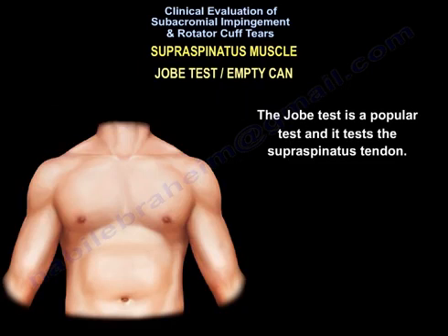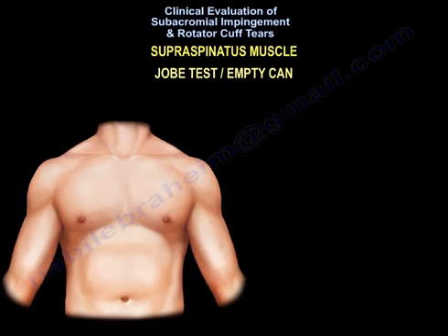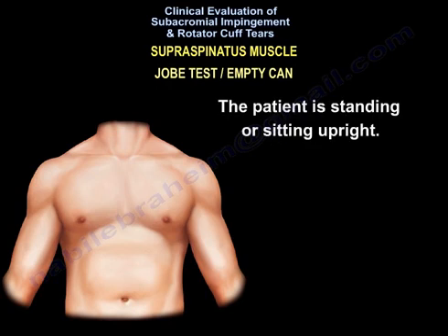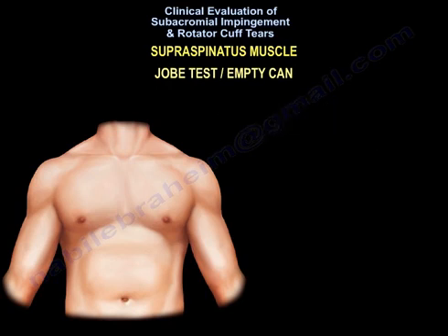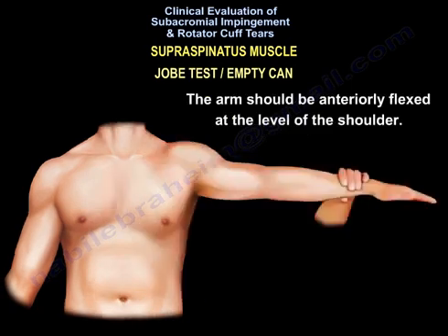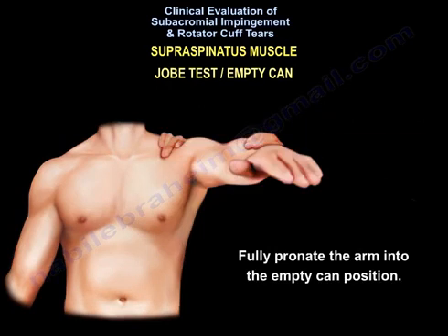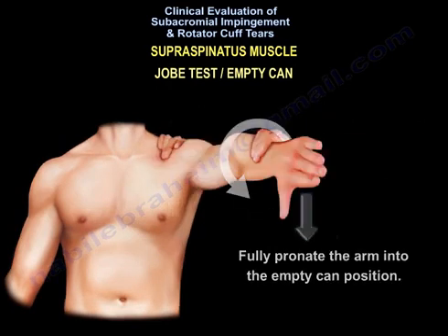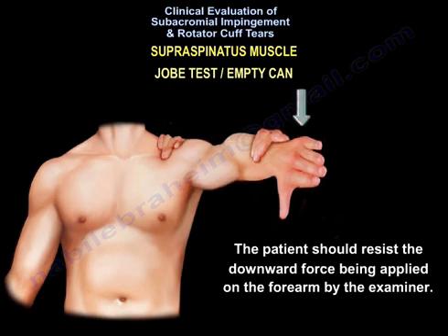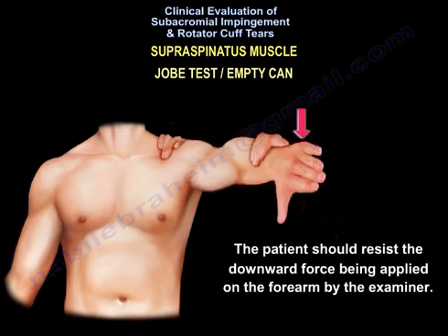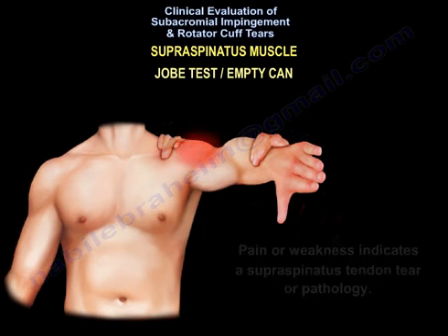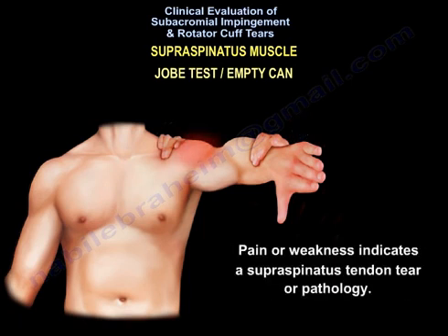Job's test is a popular test and it tests the supraspinatus tendon. The patient is standing or sitting upright. The arm should be anteriorly flexed at the level of the shoulder. Fully pronate the arm into the empty can position. The patient should resist the downward force applied on the forearm by the examiner. Pain or weakness indicates supraspinatus tendon tear or pathology.